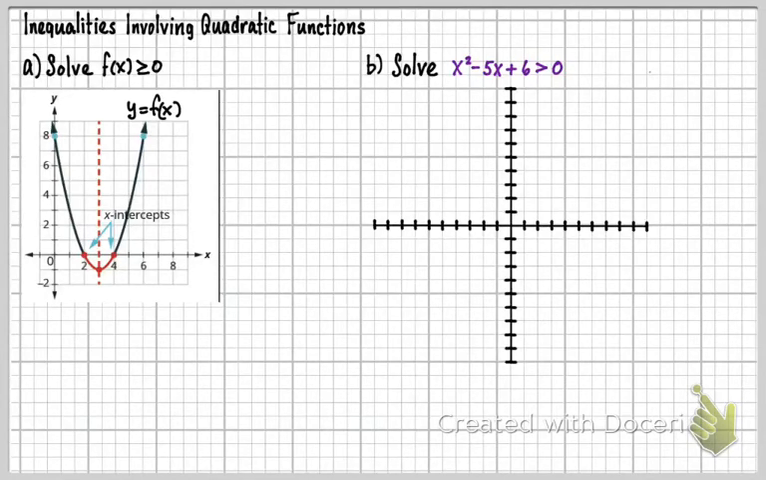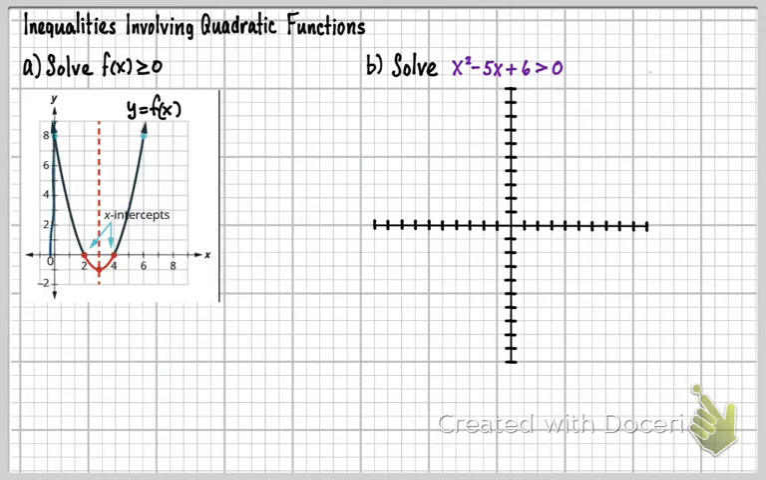Inequalities involving quadratic functions. Let's take a look at number A. A says, solve f of x greater than or equal to 0. So this graph here is f of x, and we're looking for f of x greater than or equal to 0. That's where my y value, because f of x is equal to y, is greater than or equal to 0.